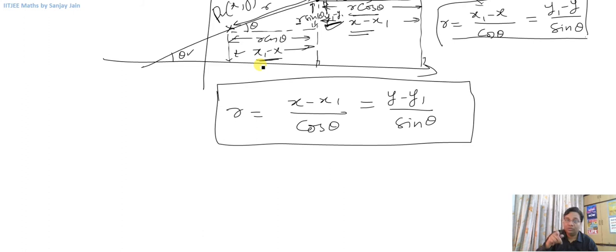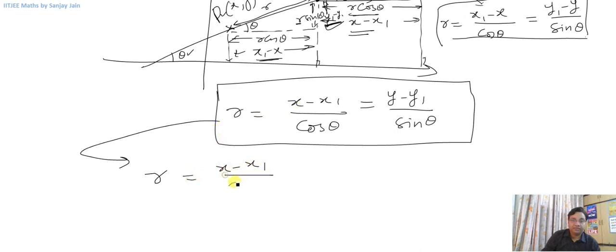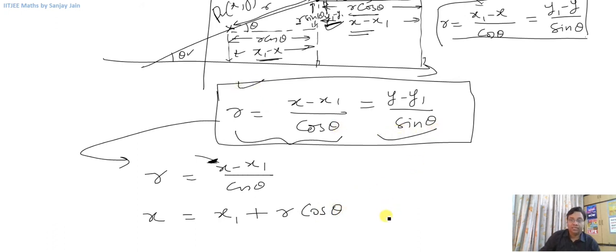Once we took the general point below the given point, and once we took it above the given point. Now from this, what is r? R is equal to x minus x1 by cos theta. I am considering these first. So what can you say about my general point x? X will be equal to r cos theta plus x1, or in other terms x1 plus r cos theta. And from these two I can say what will be y? Y will be y1 plus r sin theta.